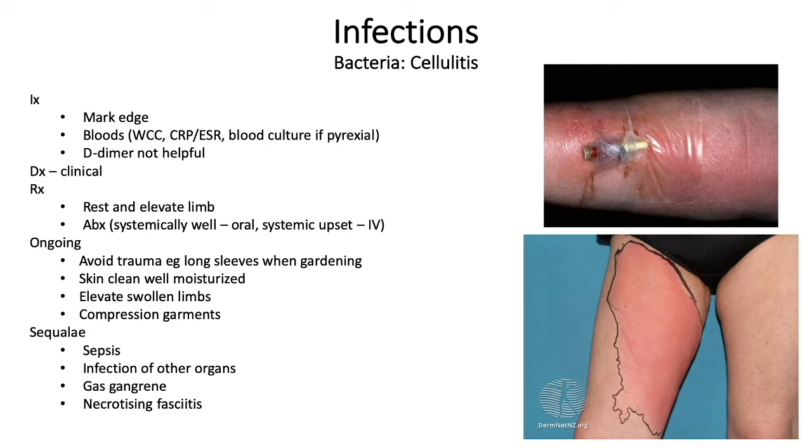If treated, cellulitis generally doesn't scar. However, it can lead on to more serious infections. So as mentioned earlier, it can lead on to sepsis. It can affect other organs, so for example, osteomyelitis, pneumonia, or meningitis. And it can cause gangrene. And we'd be particularly concerned about gas gangrene and necrotizing fasciitis, both of which I'll cover in the following slides.